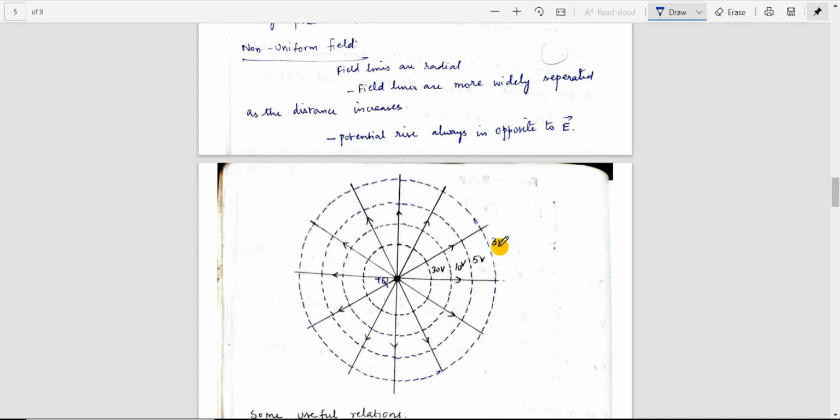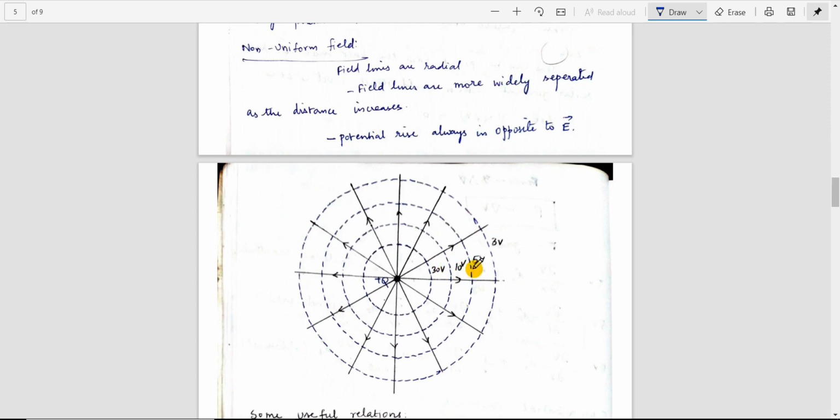The potential difference between these two is 2 volt. That is, 5 volt minus 3 volt is 2 volt. 10 volt minus 5 volt is 5 volt. So you can see the distance between these two is larger, but the distance between these two is somewhat less. But the potential difference here is only 2 volt, and here it is 5 volt. So the distance is larger, but the potential difference is lower. Here the distance is lower, but the potential difference is higher.